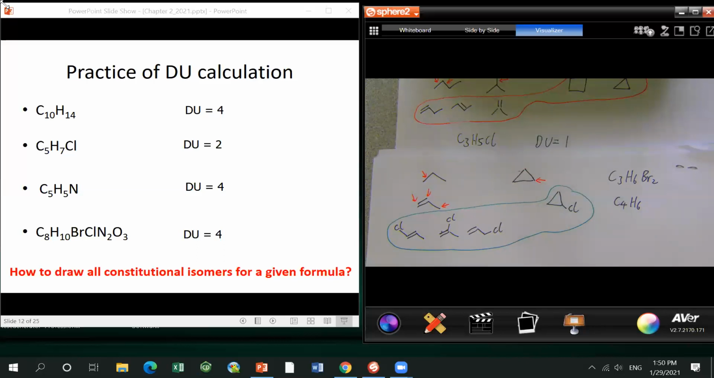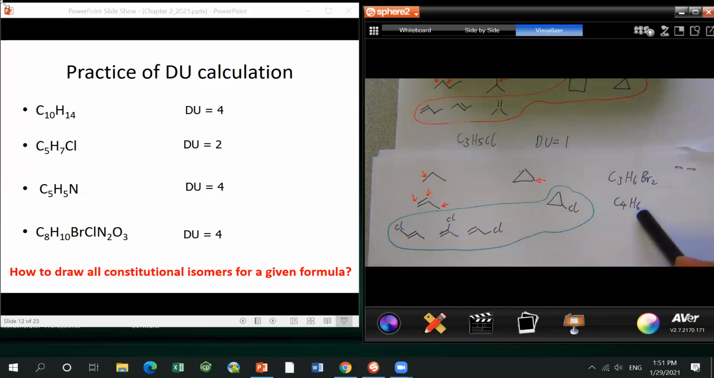So for the first one, there are two bromines. You generate the carbon framework and then add one bromine on, to see how many base structures you can generate. And then for each individual monobromide structure, add the second one, and see how many constitutional isomers you can generate.